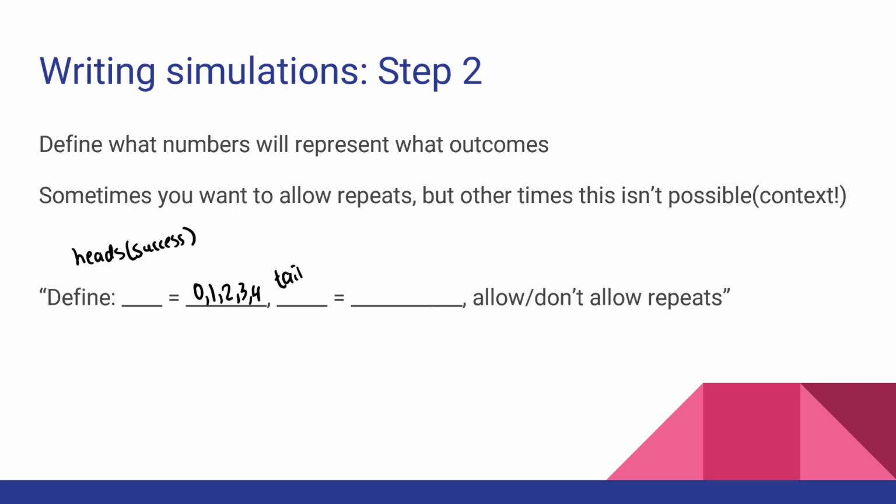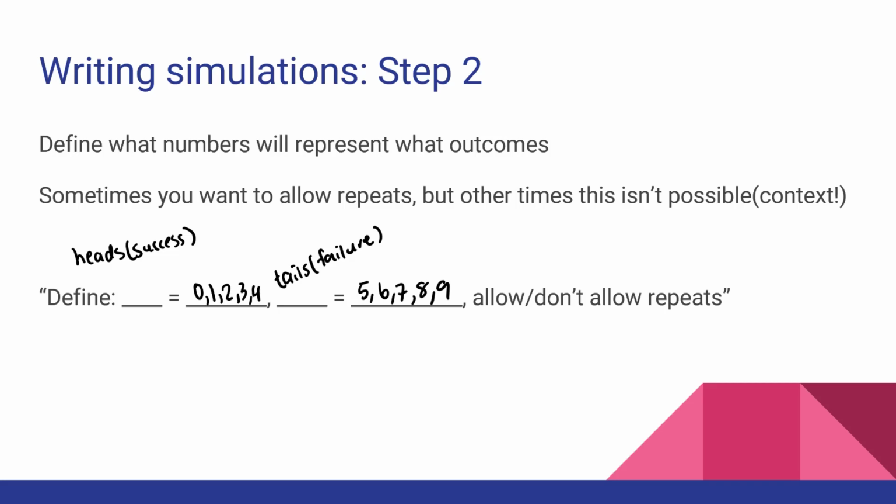So tails, which is our failure, is equal to the rest of the numbers: 5, 6, 7, 8, 9. 5 numbers on each side. Now when we go through our table, if we get a number that is 1, that means we flipped a head. If we get a number that is 9, then that means we flipped a tails.